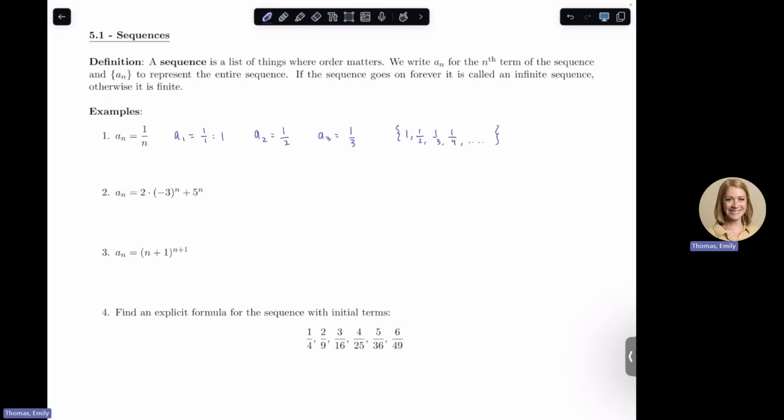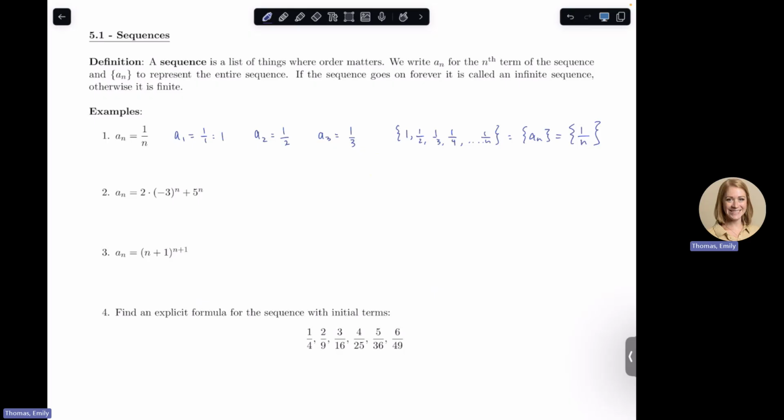Maybe you would stop this at 1 over n, since this is a finite sequence. And this is going to be equal to a sub n, or you could even write this as 1 over n, but in a sequence notation with curly braces so that people know it's a sequence. Alrighty.